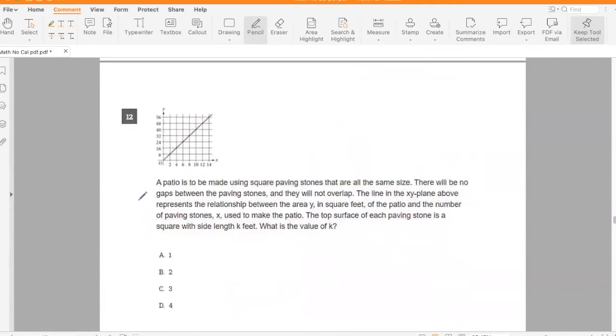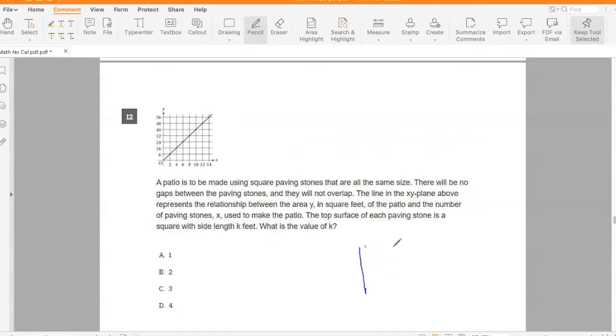A patio is to be made using square paving stones that are all the same size. There will be no gaps between the paving stones and they will not overlap. The line in the XY plane above represents the relationship between the area Y in square feet of the patio and the number of paving stones X used to make the patio. The top surface of each paving stone is a square with side length K feet. What is the value of K?